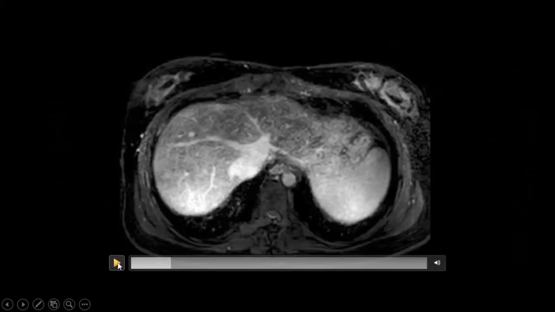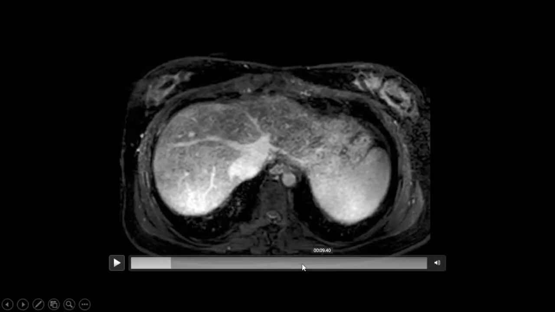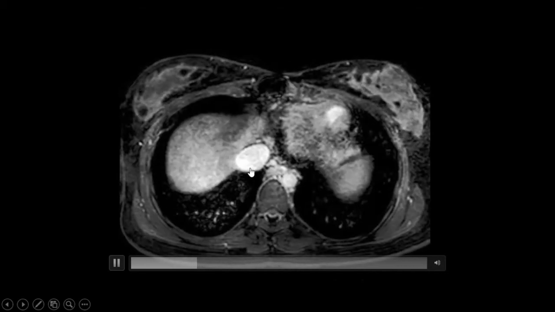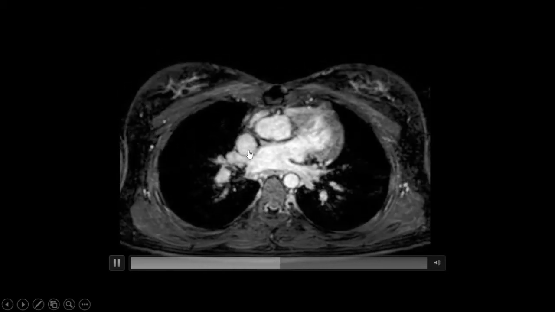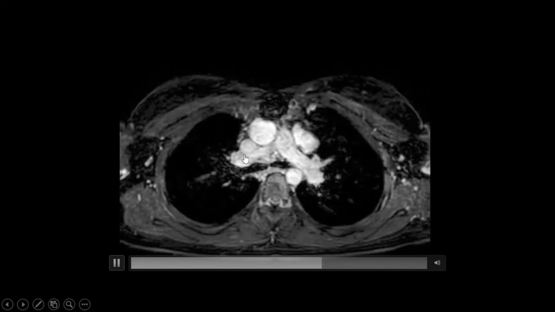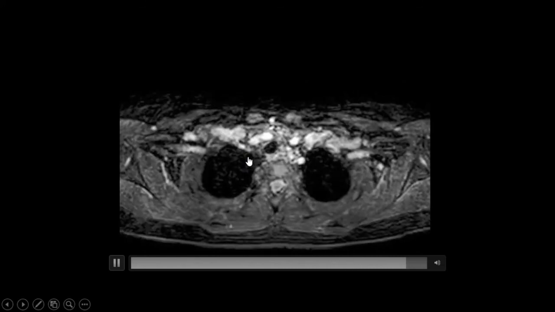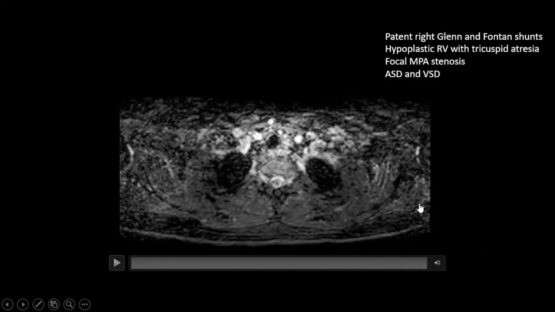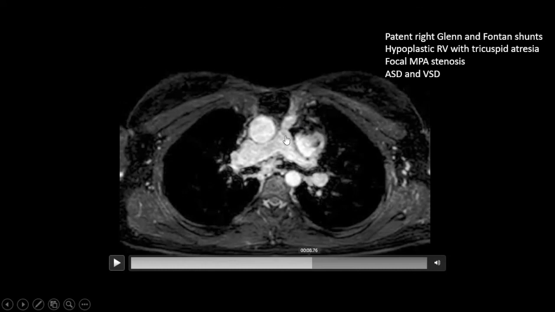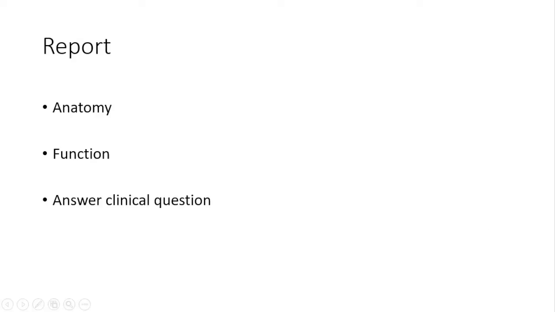This is the post-contrast 3D Dixon sequence, in which also we can see that this is the Fontan circuit with no leak or thrombus. This is the Glenn. So we can see the patent Glenn and Fontan circuits with no leak or thrombosis. We can see a focal MPA stenosis likely due to banding.